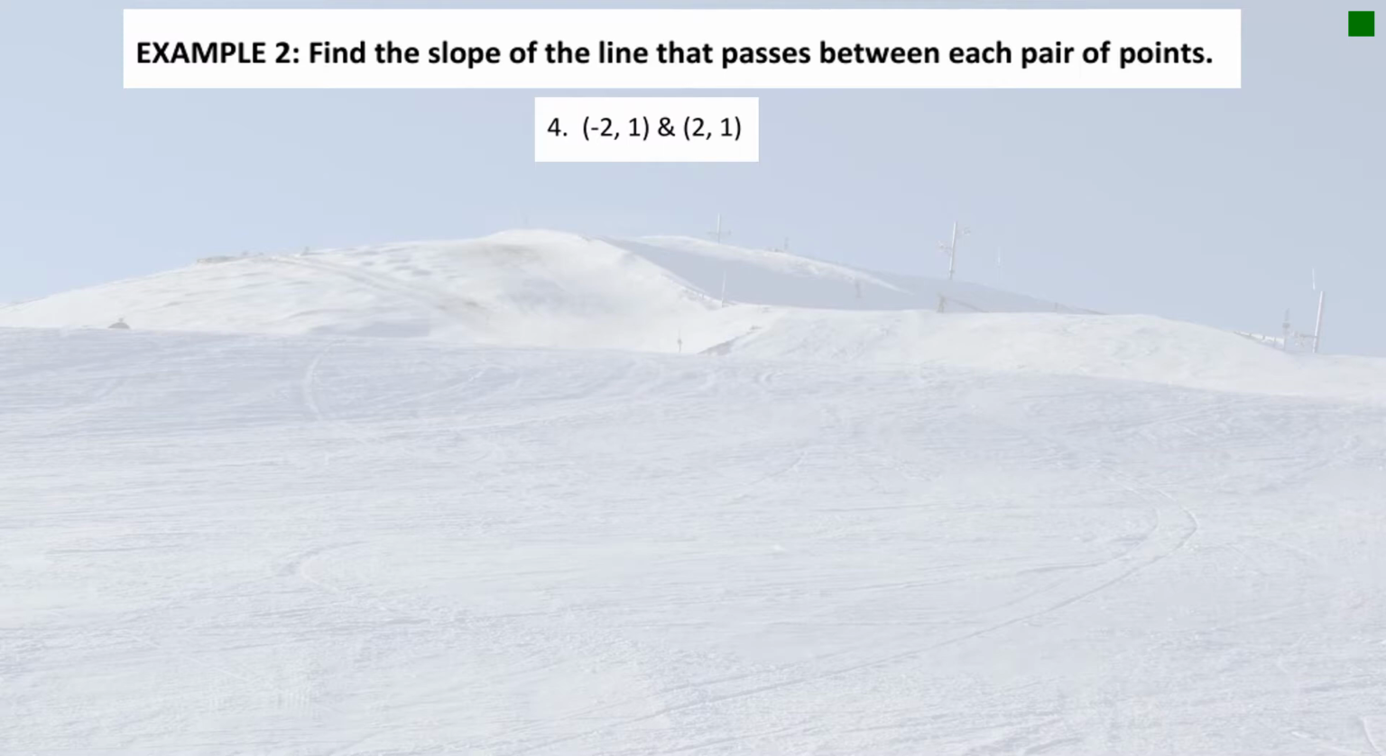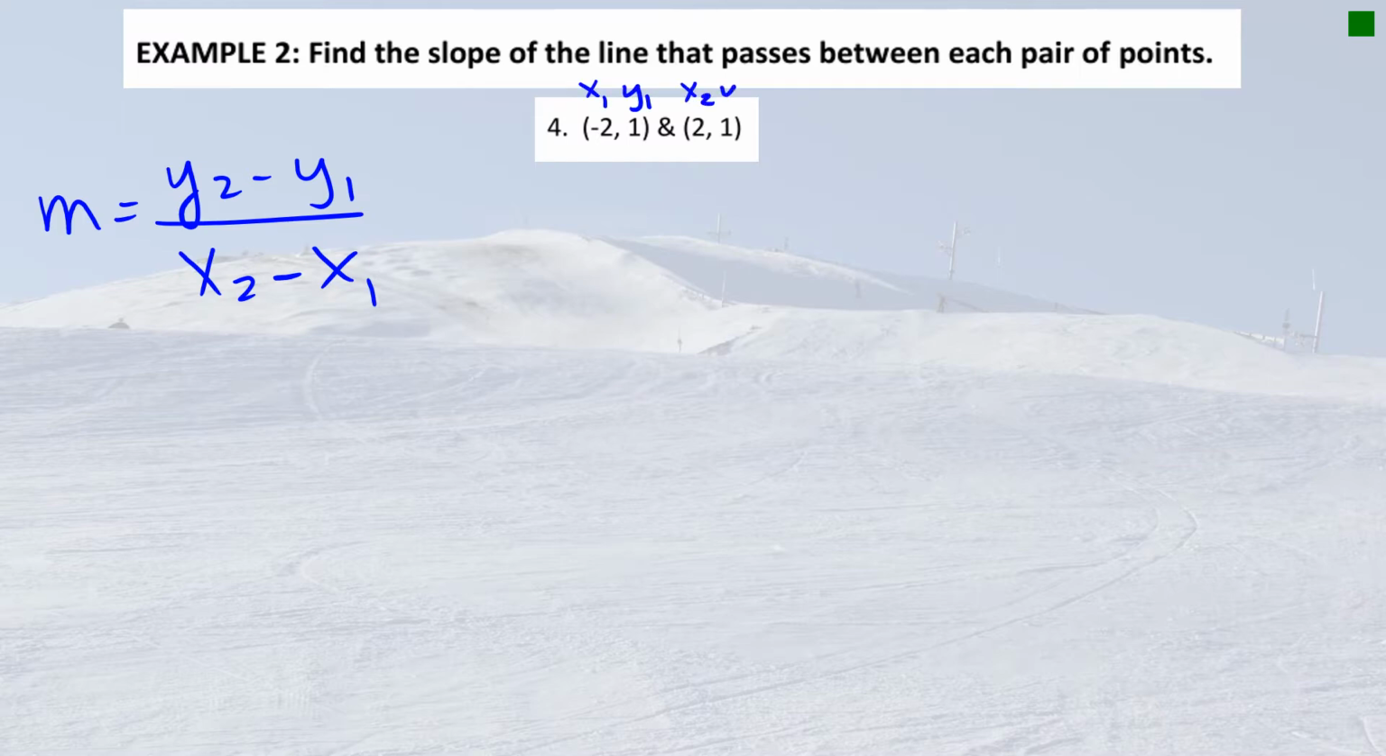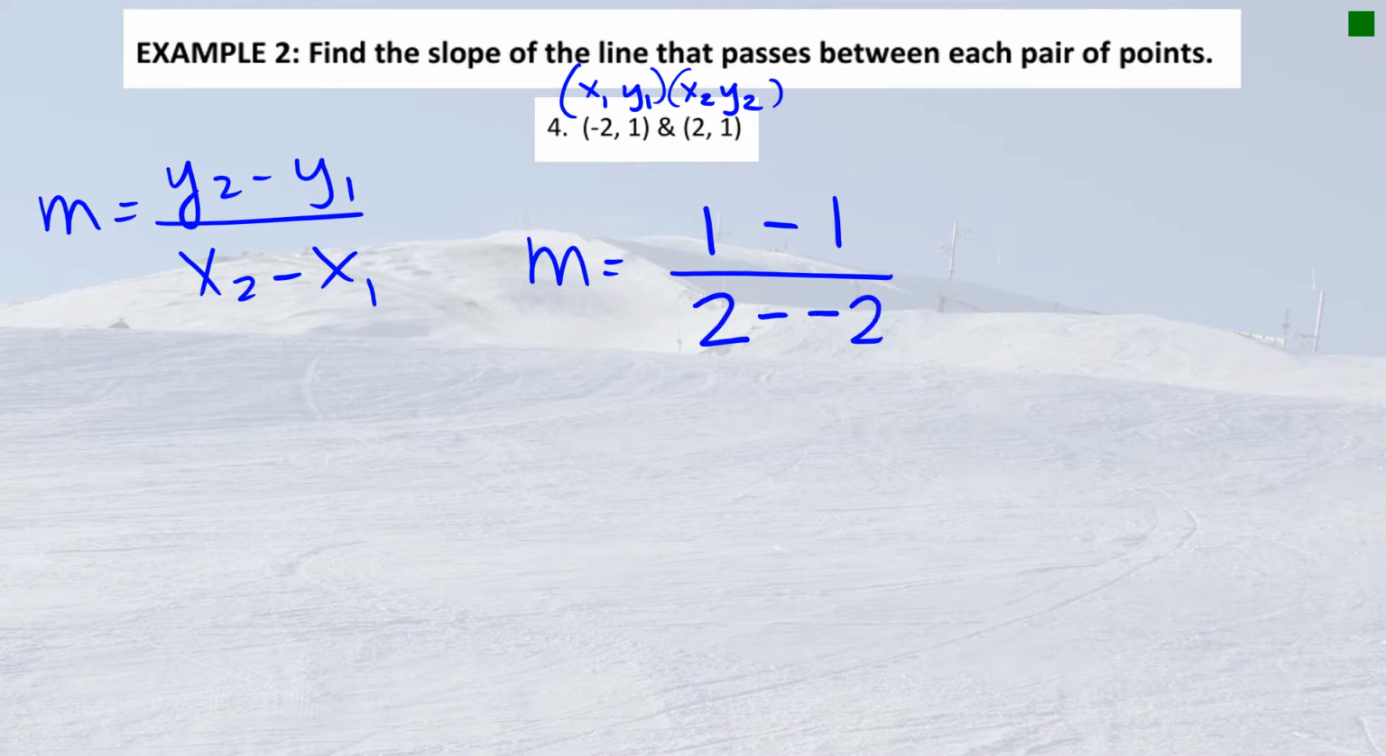All right, moving on to number 4. Find the slope of the line that passes between each pair of points. Well, I have y2 minus y1 over x2 minus x1. Okay, so again, here's my x1 and my y1. Here's my x2 and my y2. So there's my two ordered pairs. So I set my equation up. So I need y2, which is 1, minus y1, which is also 1, over x2, which is 2, and x1, which is negative 2. Now wait a minute.